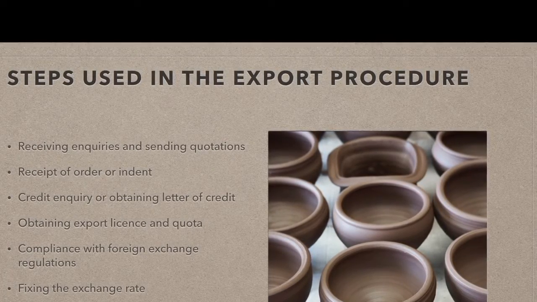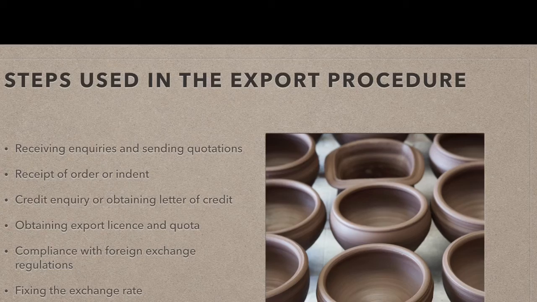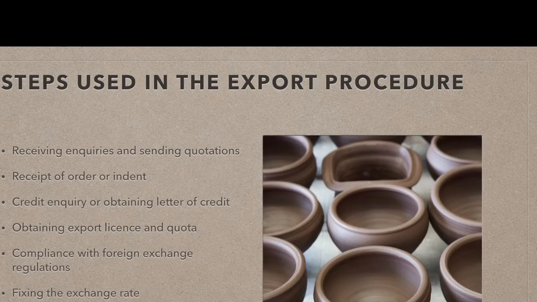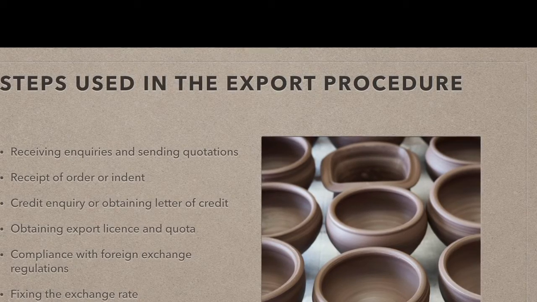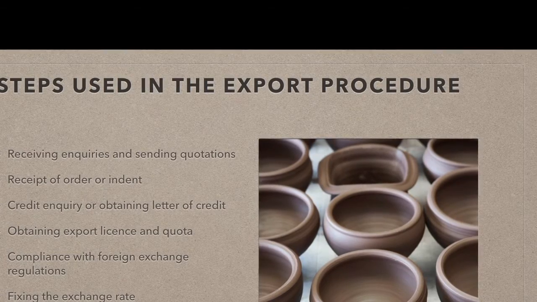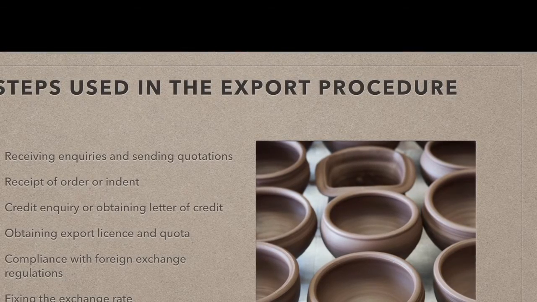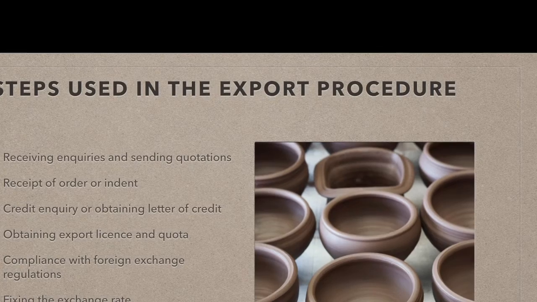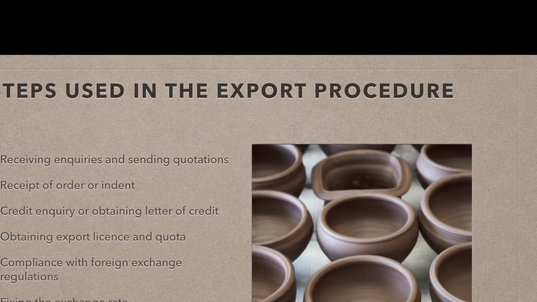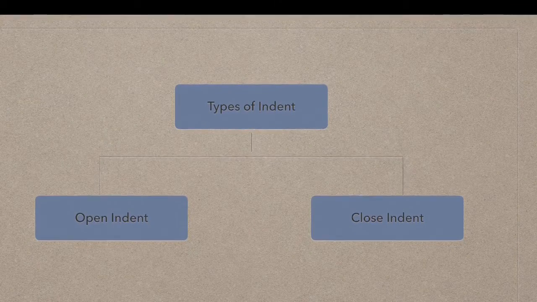by the exporter. The second stage is receipt of order or indent. After receiving the quotation, the importer sends an indent to the exporter. Generally, the indent contains details as to the price, quality, nature of packing, method of forwarding, mode of payment, etc., as to how the products need to be delivered to the importer. Indents are generally of two kinds, open indent and closed indent.